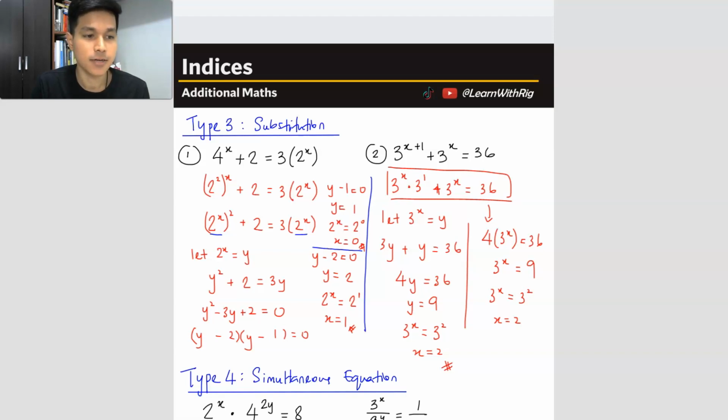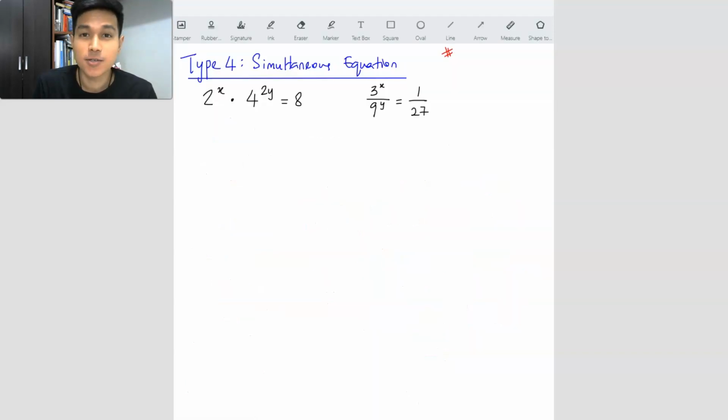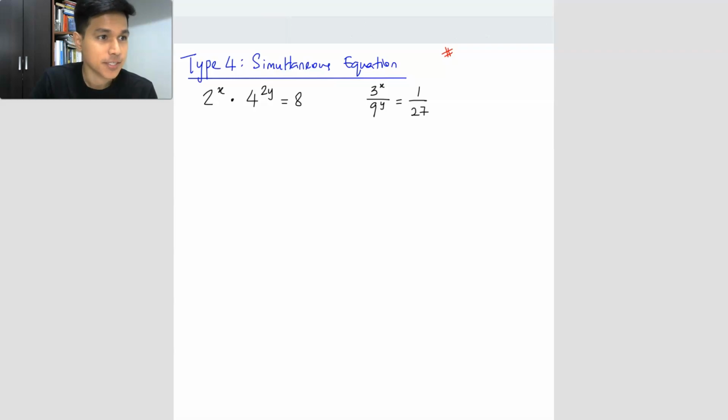Now let's look at type 4. Type 4 is simultaneous equation. When do you use type 4? You normally use type 4 when there is more than one variable involved, more than one unknown. So for example, you see here, there's x and there's also y. When there's x and y, there's a high chance that you need two equations to solve it. And when you have two equations, you can do simultaneous equation. So let us solve this together.